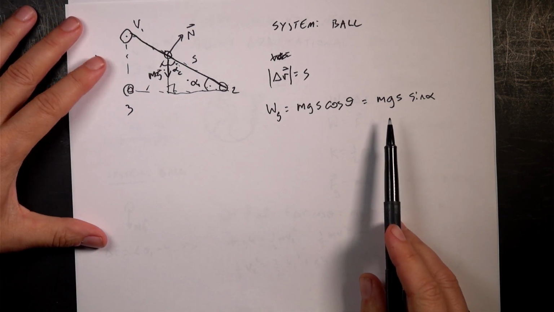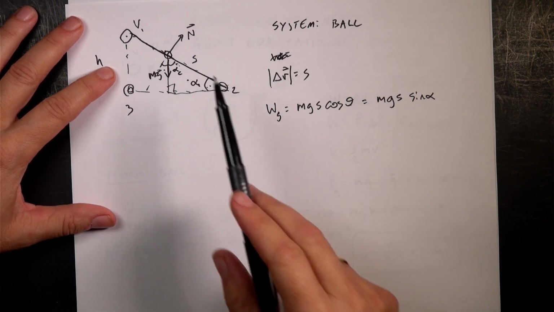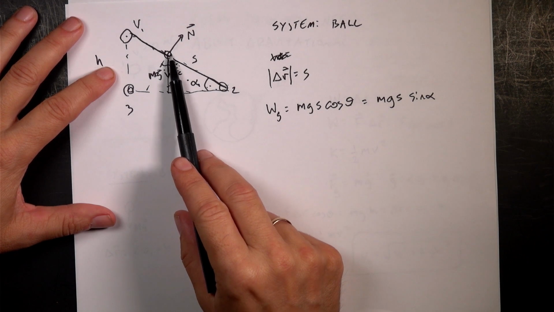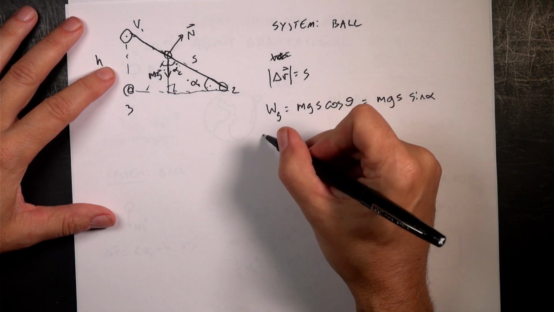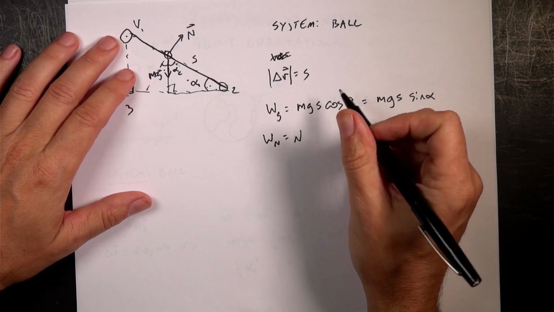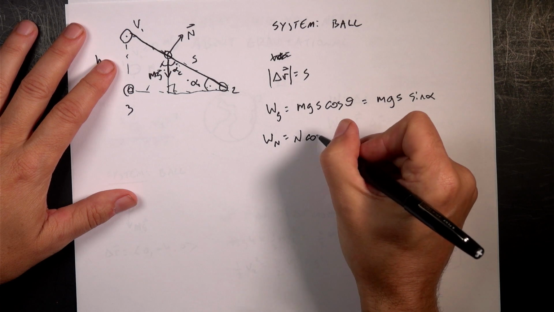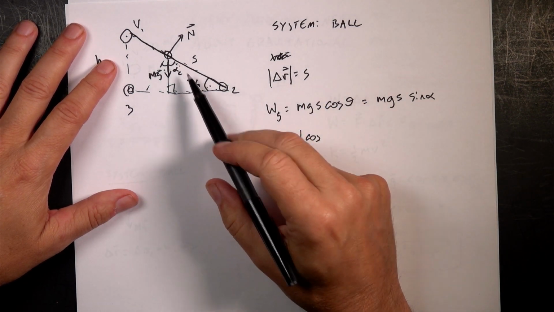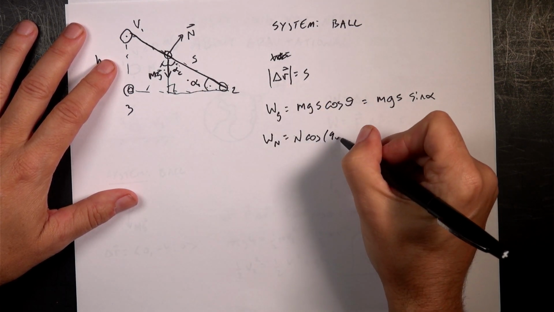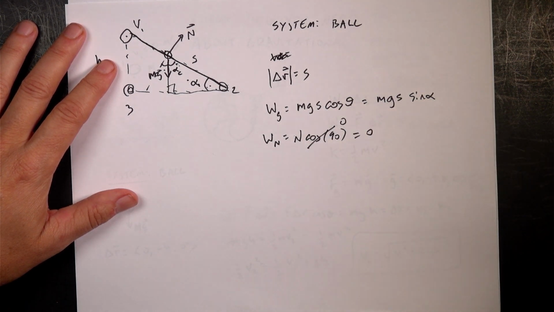Okay, now what about the work done by the normal force. In this case, work done by normal force is going to be the normal force, which I don't actually know the magnitude of. I don't really care. I could figure it out. Times cosine of the angle between the normal force and S, which in this case is 90 degrees. And the cosine of 90 is 0. So the work done by the normal force is 0.